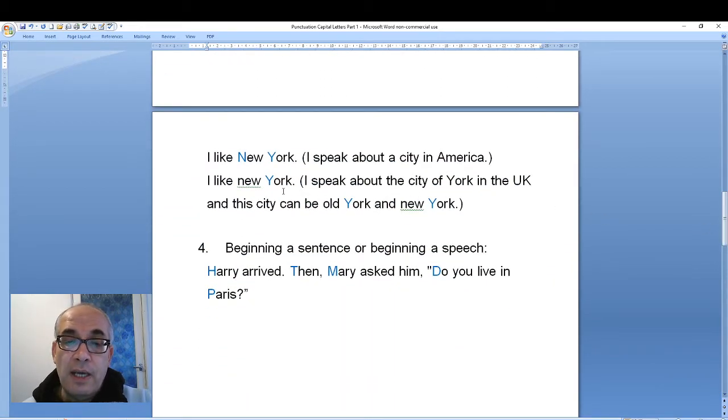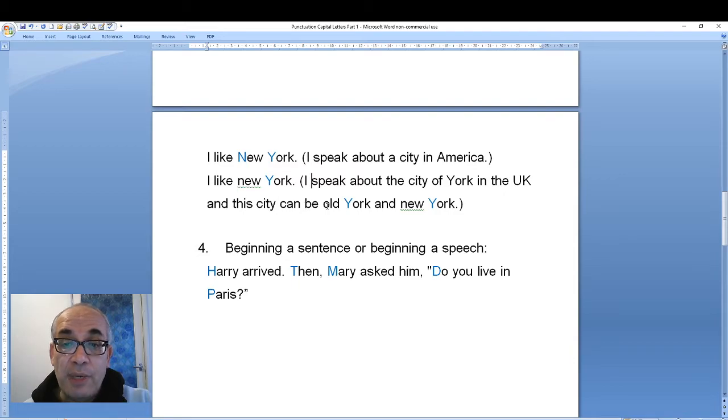Another sentence. I like New York. Capital N, capital Y. This means this is the name of a city. I speak about a city in America. But if I say I like new York, the same, this one and this one, when we speak, they are the same. But new is small n, Y is capital. So new is not a name, York is a name. It means I speak about the city of York in the UK.